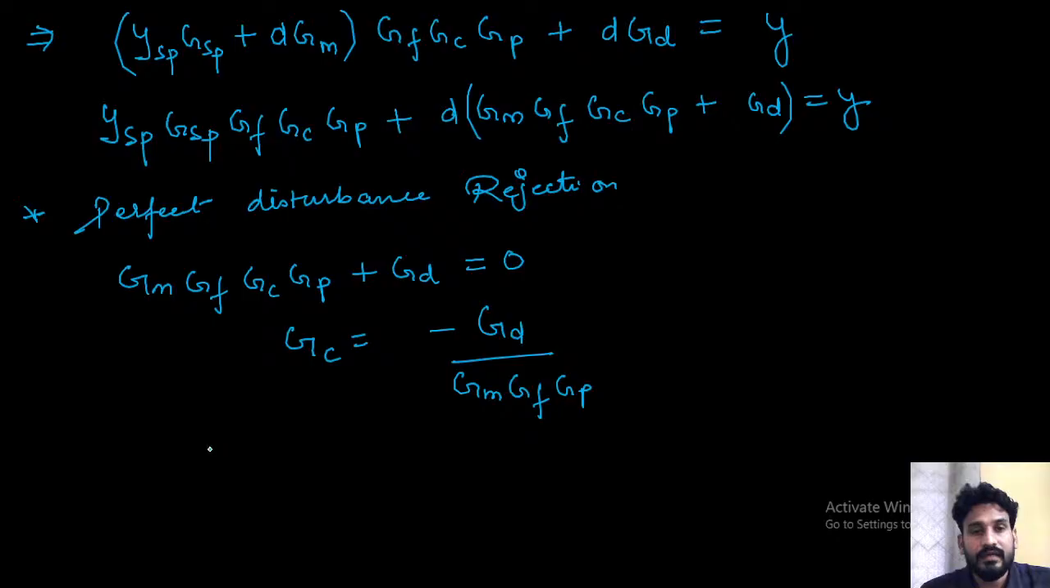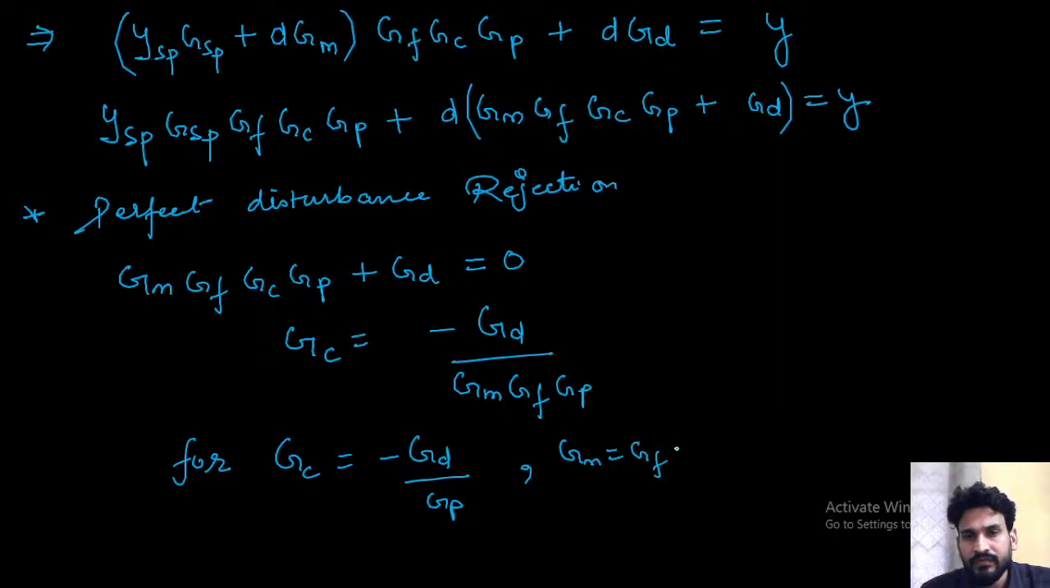And GC is equal to minus GD divided by GP when your GM and GF given are unity. Right? So you can remember this formula, and accordingly, if any GM and GF value is given to you, you can put that value. It is for the plus plus. For the plus plus, there is a negative sign. For the plus minus, there is a positive sign. Is it clear?